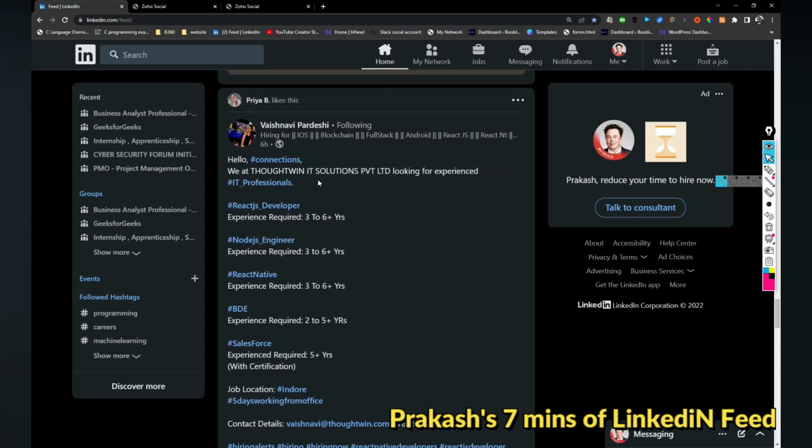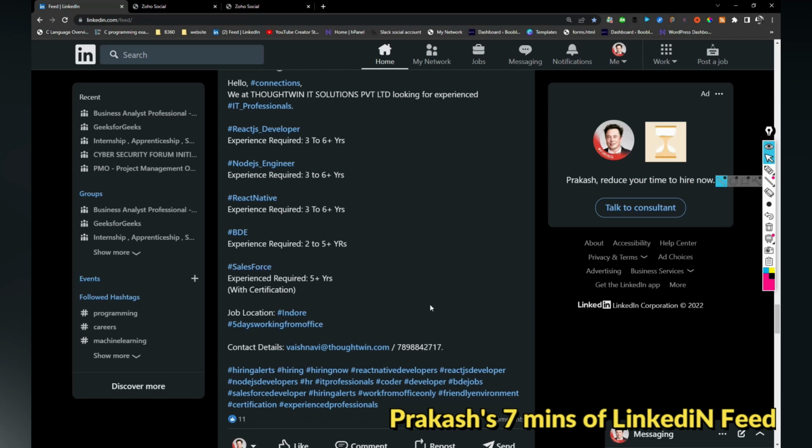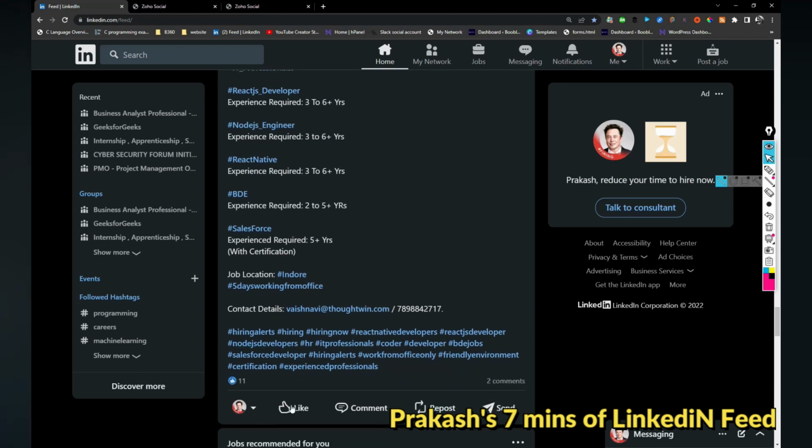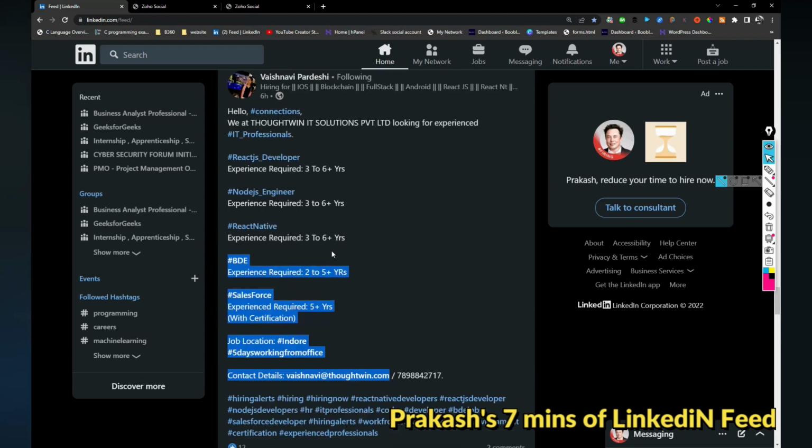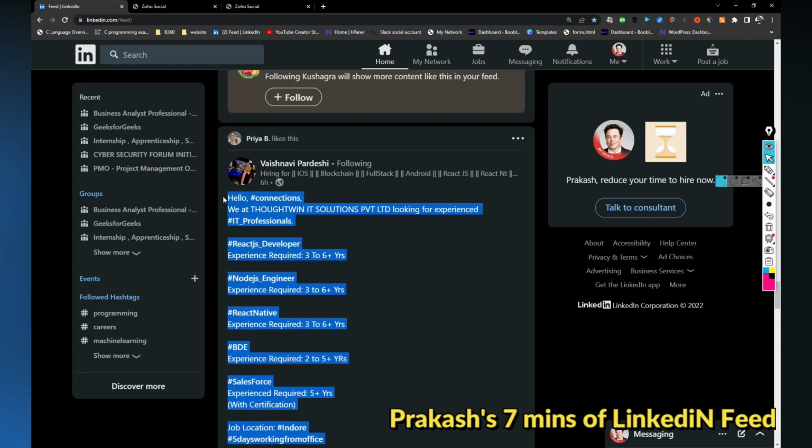And ThoughtWin is hiring for React.js, Node.js, React Native developers, Salesforce developers as well. So if you are interested, you can share your resume with this person, Vaishnavi@thoughtwin.com. I am just sharing this job post so it will appear on my profile.